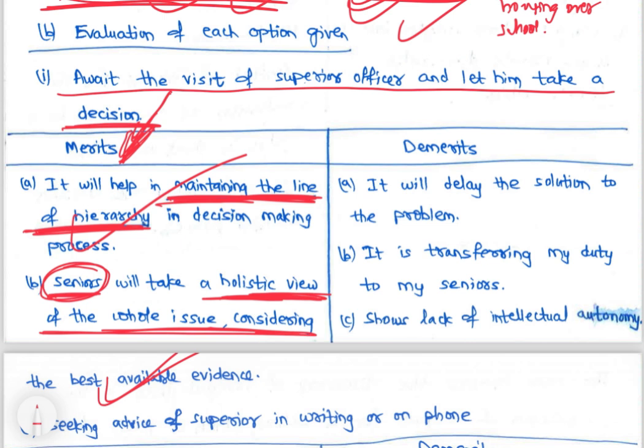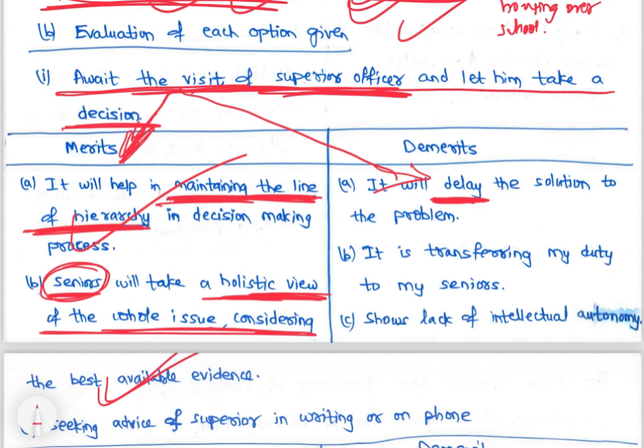Then demerits: it will delay the solution to the problem. It will delay the solution, right? You need to wait till the visit of the superior officer, right? So this is delay in decision making, right?